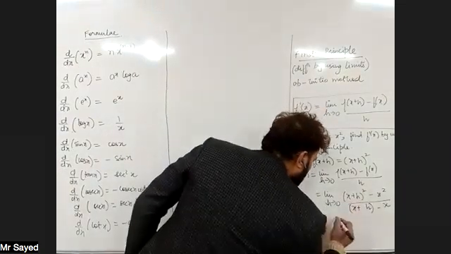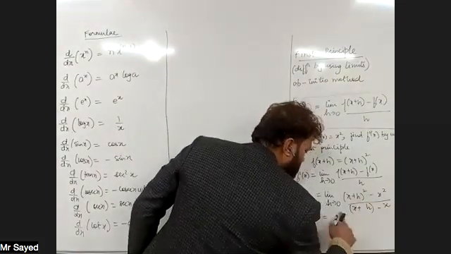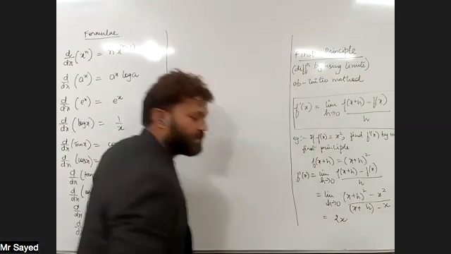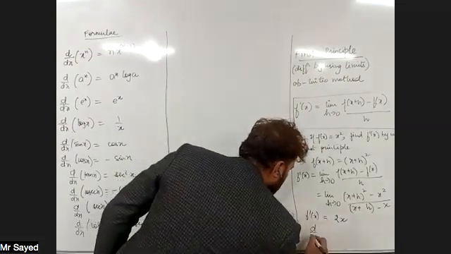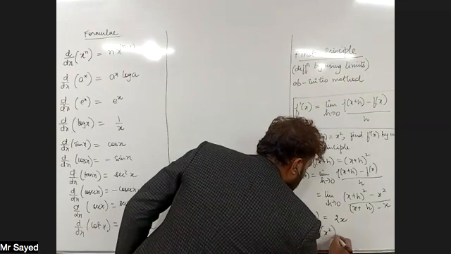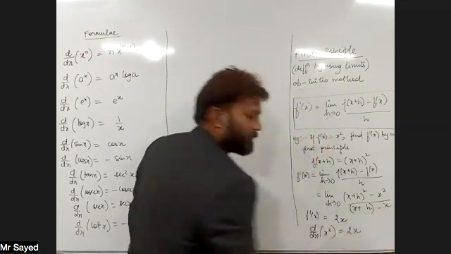So this will become 2x to the power 2 minus 1, so just 2x. So the value of f dash x comes out to be 2x. So we can say that d by dx of x squared is 2x.